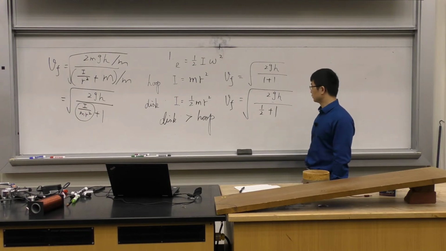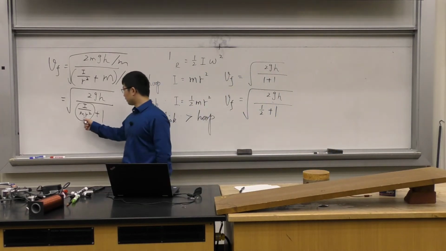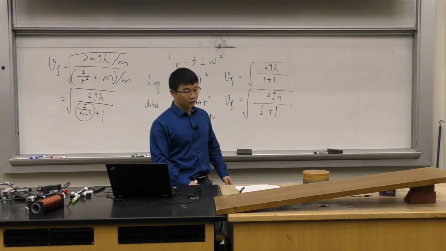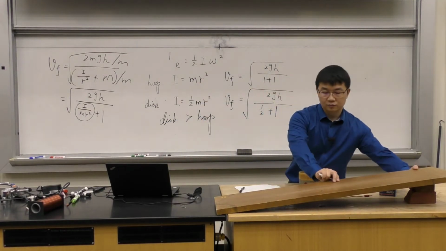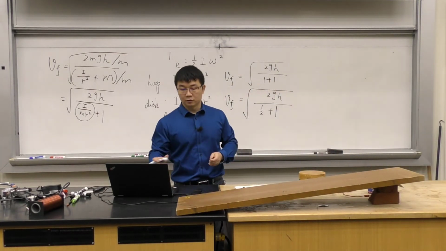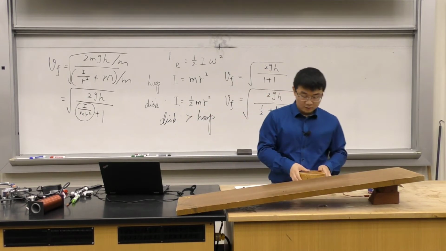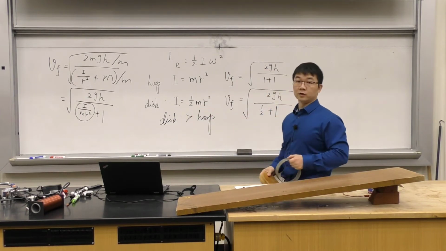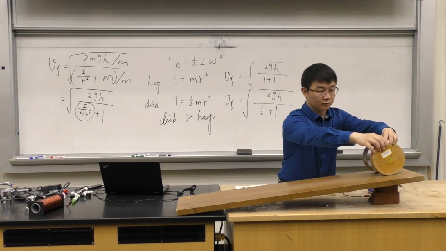That's our conclusion, because at the end, the disk is going to reach a larger speed. You see that at the end, the m and r squared, you don't even need that. They don't even need to have the same mass or radius. As long as they are rolling down the ramp, the conclusion is always true. Now let's do this experiment. Our conclusion is that the disk is going to win. So let's do that. I'm going to place them at the top of the ramp and let them roll.